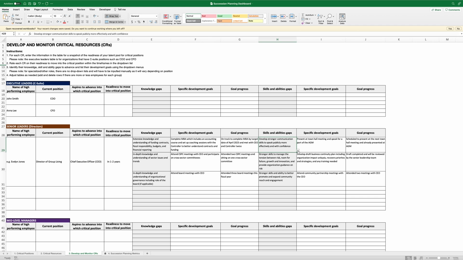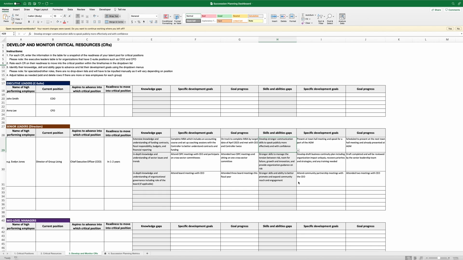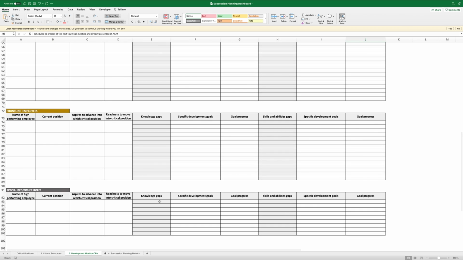Again, there are drop-down lists that you can choose from. For Evelyn, she needs to develop stronger communication skills to speak publicly more effectively and with confidence. A specific development goal has been identified, and there is a column to track goal progress. Please note, for specialized and other roles, there are no drop-down lists and they will have to be inputted manually as it will vary depending on position.